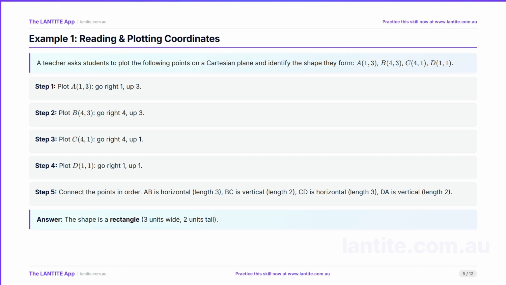When we connect them in order, we see AB and CD are horizontal lines of length 3, and BC and DA are vertical lines of length 2. The shape is a rectangle, 3 units wide and 2 units tall.